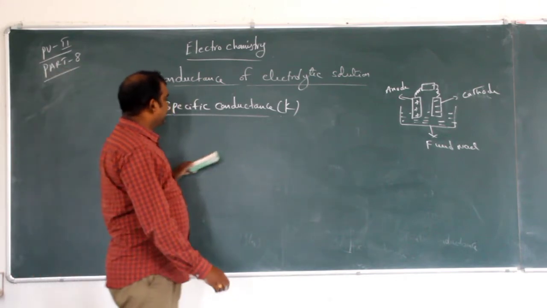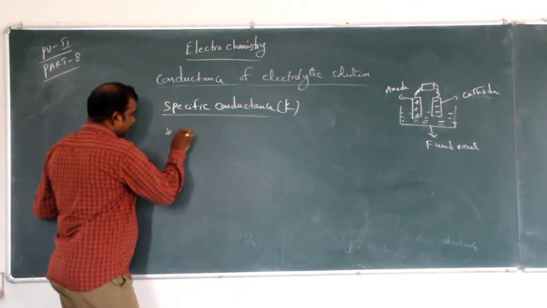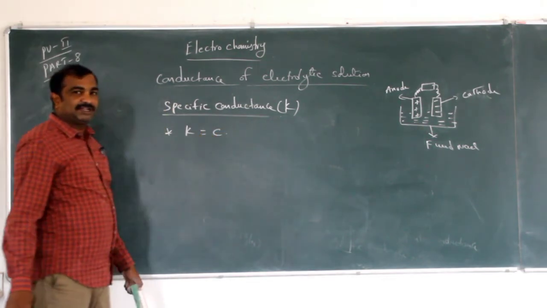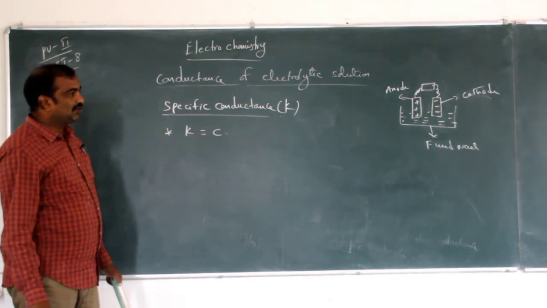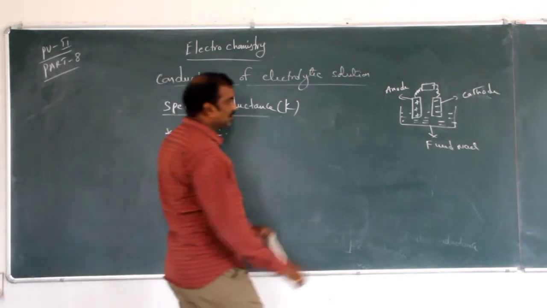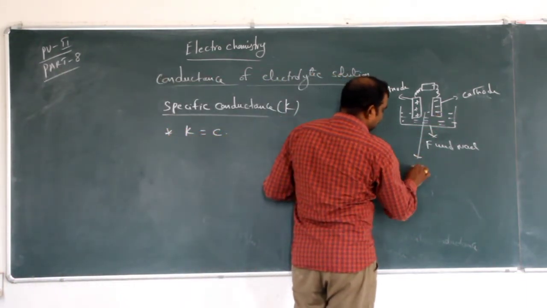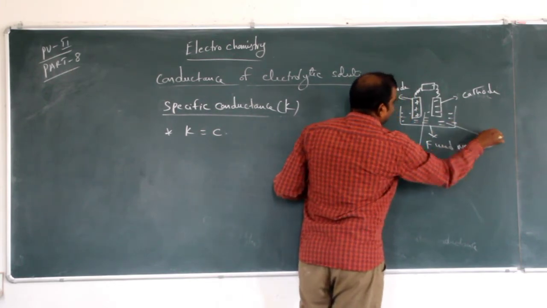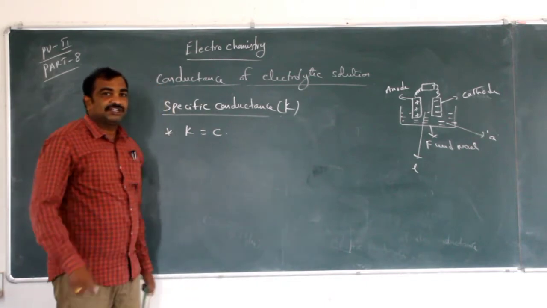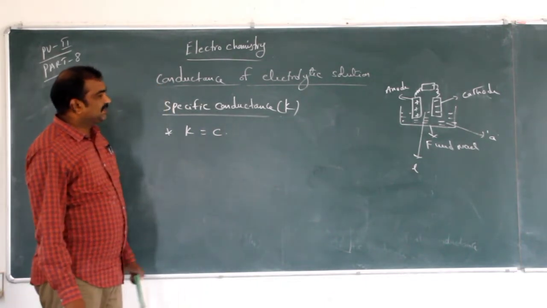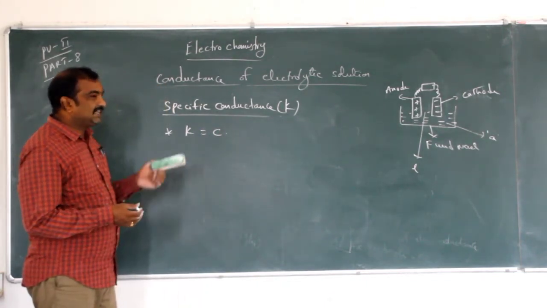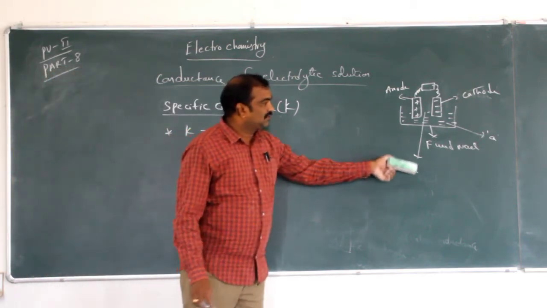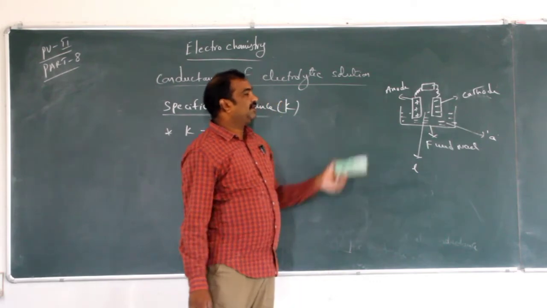Specific conductance is nothing but conductance, and it is directly proportional to the length between the two electrodes, and inversely proportional to the area of cross section A.